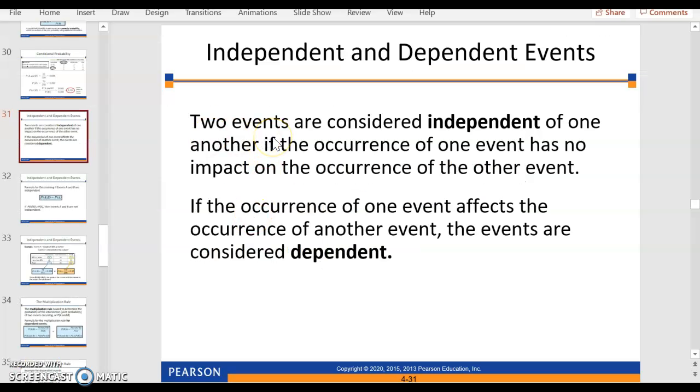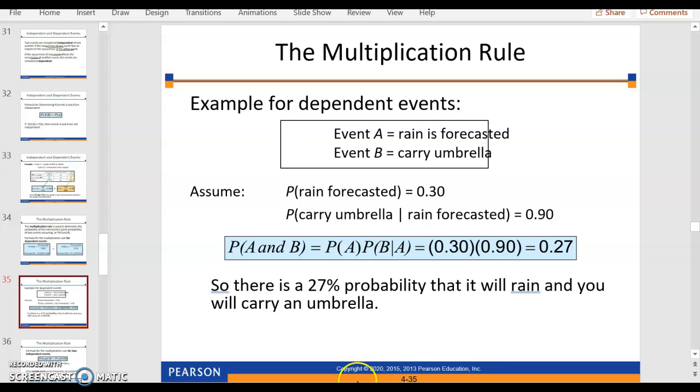Okay, so two events are independent of one another if the occurrence of one event is not going to have an effect on the other event. And then it's dependent if one event is going to affect the other event. So one event depends on the other.